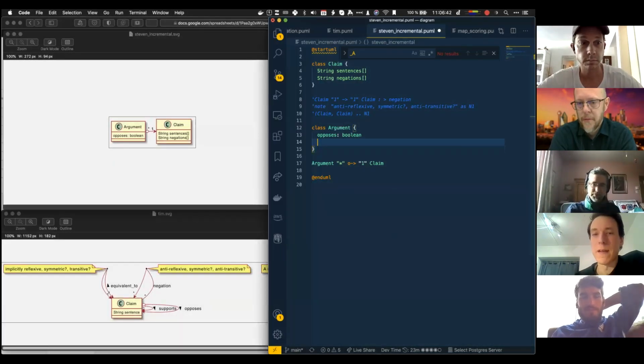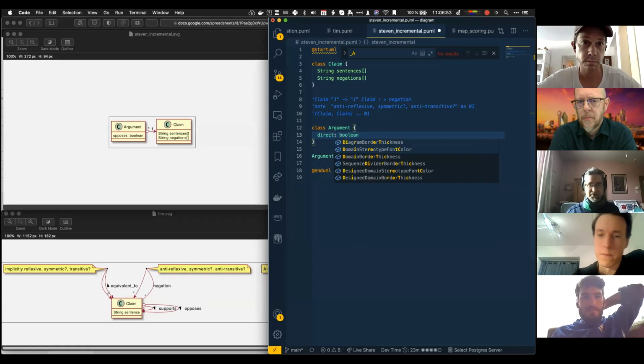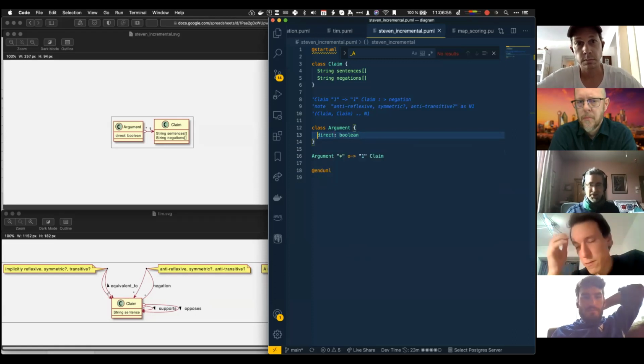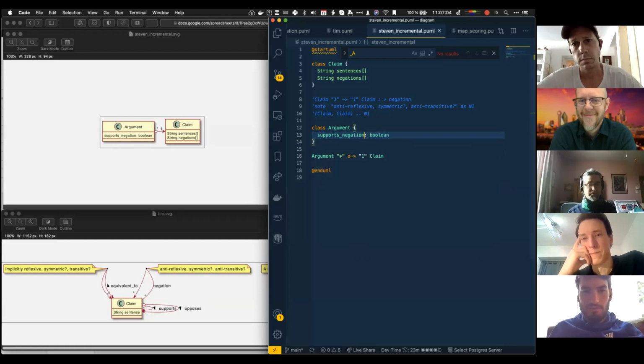Maybe that's the use case that needs to be added to the list so we can see how to model that in the other model. So maybe this is not about opposes, but about the relation: direct or negation. It depends on whether it relates to the main form of the sentences array or to the negation. Supports direct, supports negation. How's that? Yes, that's clear, I think. I don't know. Some of us. Okay.